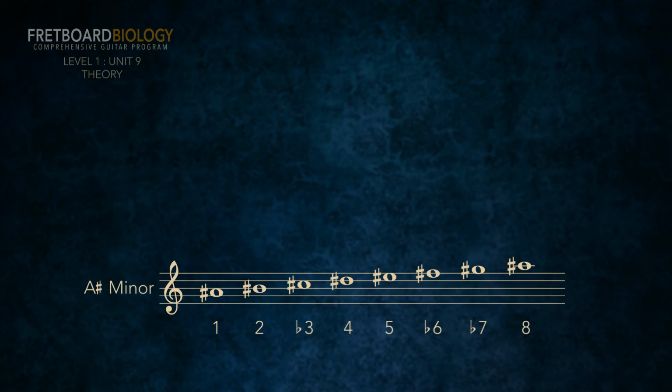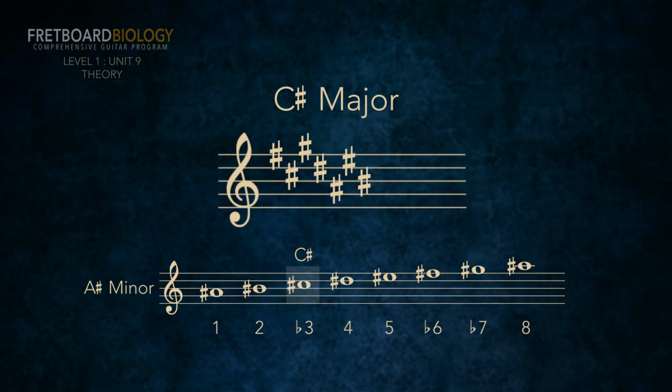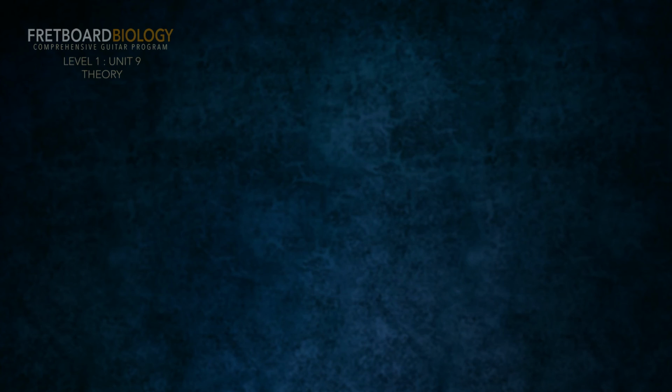Let's look at A sharp minor. What's A sharp minor's third scale degree? It's C sharp. Therefore, C sharp major is A sharp minor's relative major. And what's C sharp major's key signature? 7 sharps, and that would be F sharp, C sharp, G sharp, D sharp, A sharp, E sharp, and B sharp. Therefore, A sharp minor's key signature is 7 sharps, F sharp, C sharp, G sharp, D sharp, A sharp, E sharp, and B sharp.